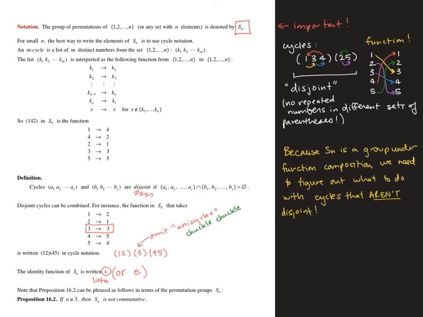Now, we've talked about these disjoint cycles, and we've done examples with disjoint cycles, but we need to figure out what to do if we want to compose 2 cycles that are not disjoint. So if we have functions, then we've got to be able to compose them in our group S sub n. So let's look at how that works.